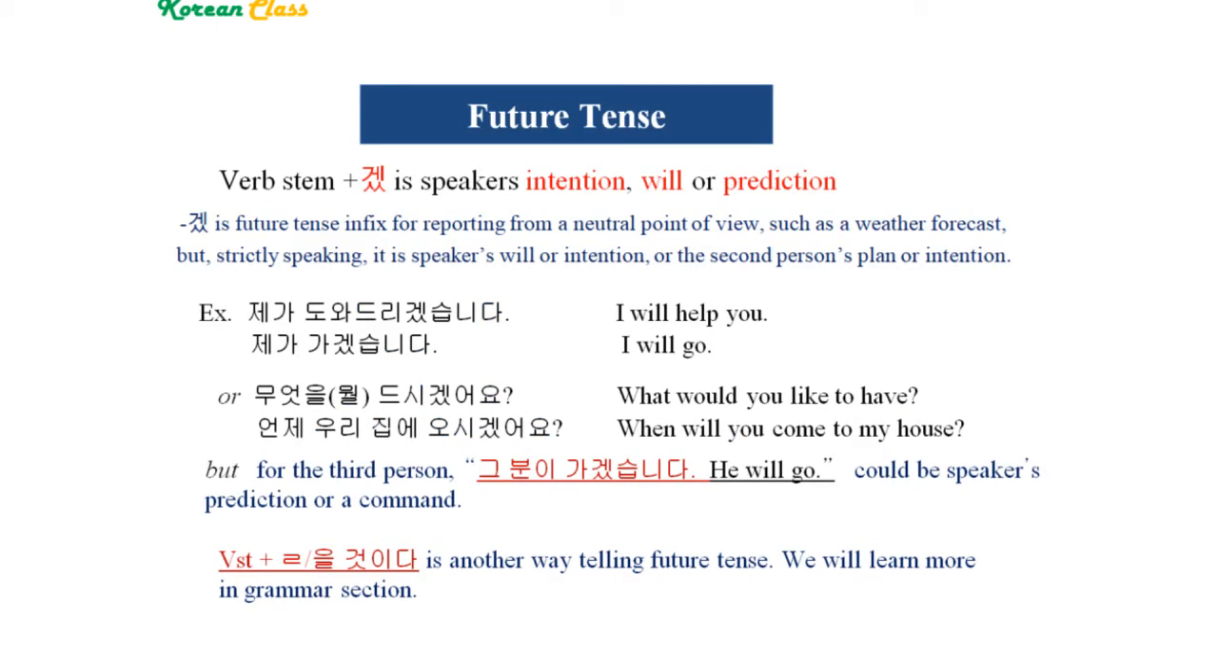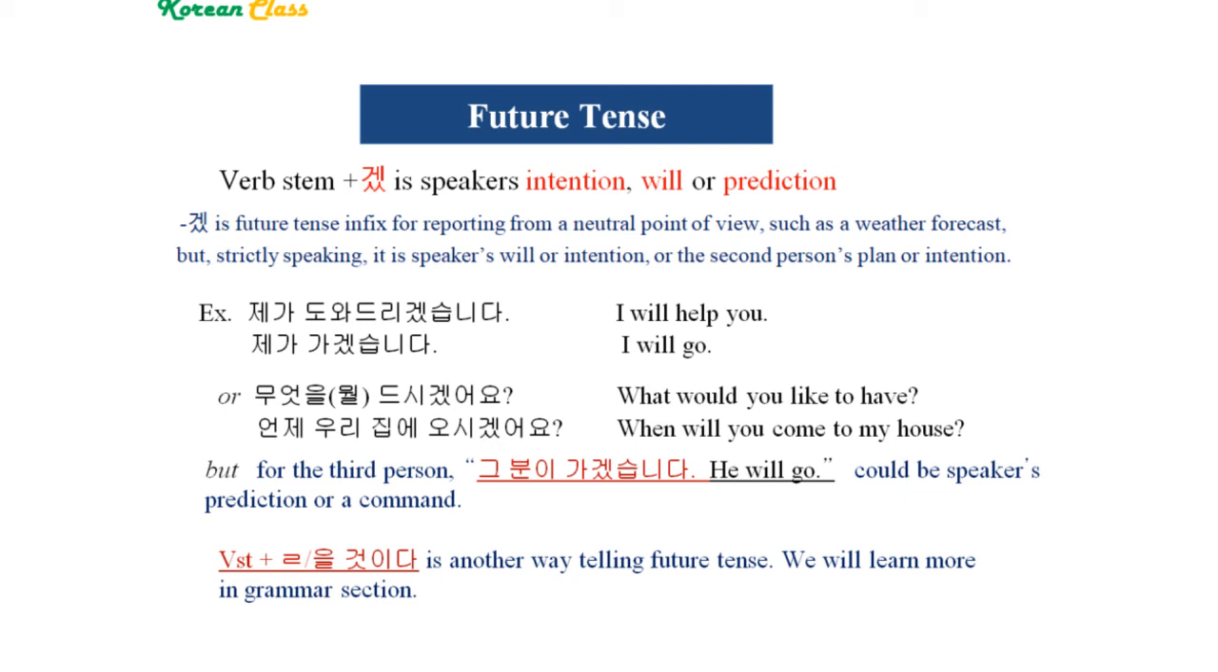Future tense. 겠 can be used as a future tense for reporting from a neutral point of view, such as a weather forecast, but strictly speaking, it is the speaker's will or intention, and when asking the second person's plan or intention. For example, 제가 도와드리겠습니다. I will help you. 제가 가겠습니다. I will go.